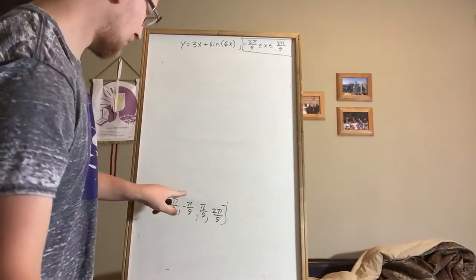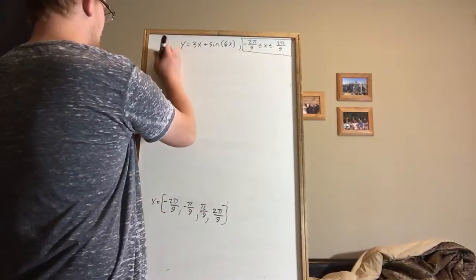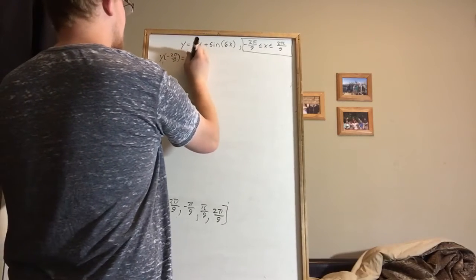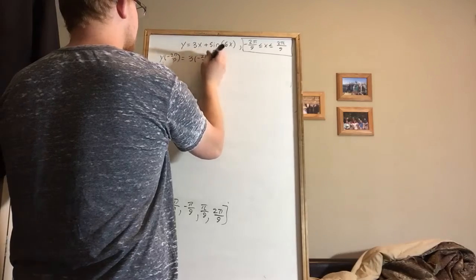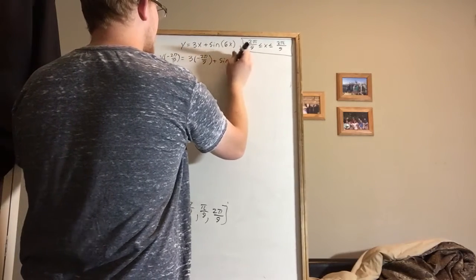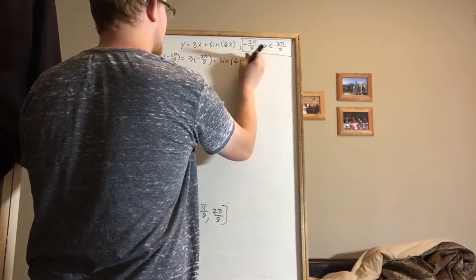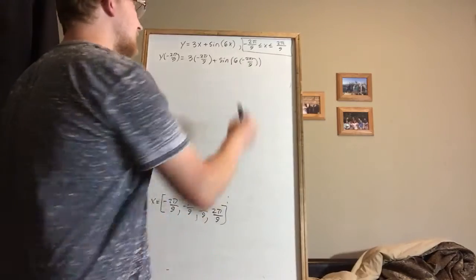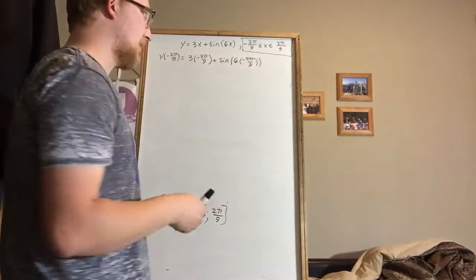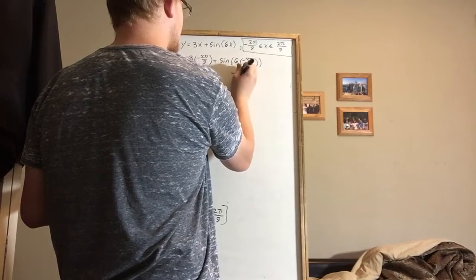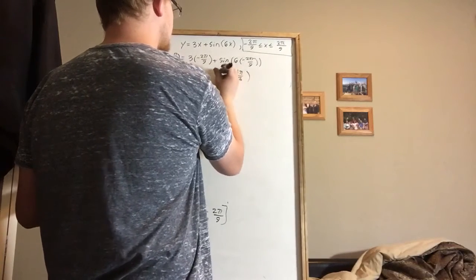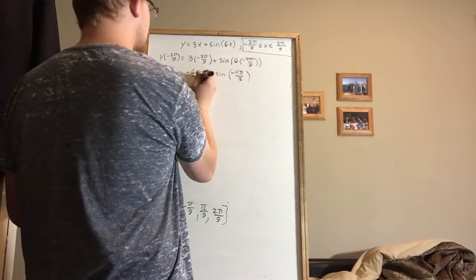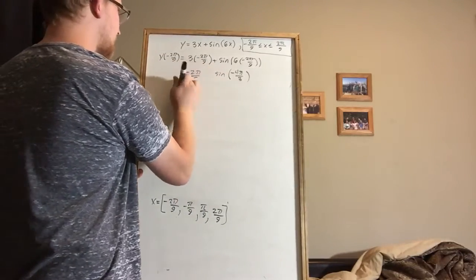So we're just going to start plugging these values in. So y of negative 2 pi ninths equals 3 times negative 2 pi ninths plus sine of 6 times negative 2 pi ninths. This is going to be a long problem. So let's see here. 6 times 2 is 12. What is that? Minus 4 thirds, 4 pi thirds. I think that's what it is. And this would be minus 6 pi ninths, which is equal to minus 2 pi thirds.